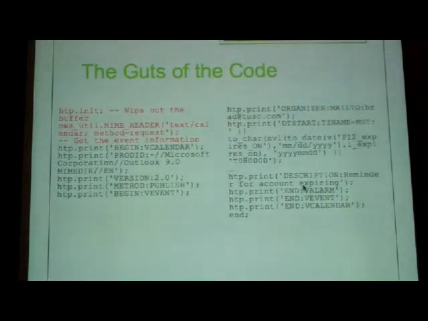Here's some of the guts of the code. Bradley is definitely the coder here. So you're wiping out the buffer, you're doing all this stuff, you're getting the event information, and here's where I think you're printing out. Here's begin the event, and here's the organizer mail to brad@tusk.com. So it's who you're sending it to. And here's a reminder for the account expiring. So this is how you can get alerts as well.